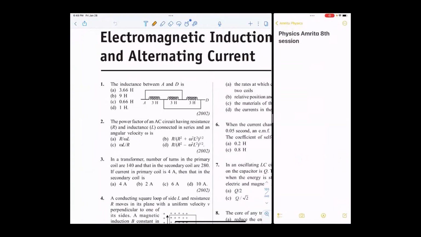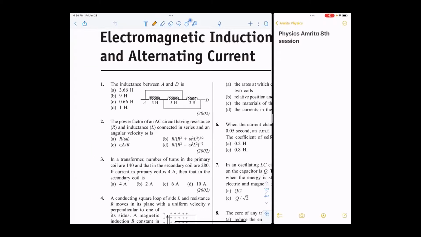The inductance between A and D is 3, 3, 3. So how are they? Series or parallel? How are they, guys? Series or parallel? So they're in parallel. So inductors are like resistors. So in parallel, it's like 1 by 3 plus 1 by 3 plus 1 by 3. Invert that. Done. So we'll get how much? 1.